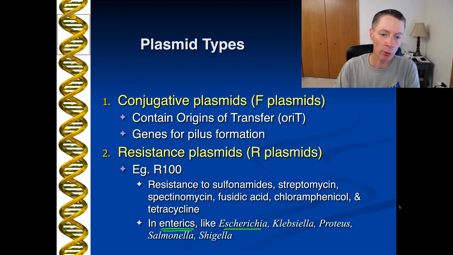Now, what does this R100 plasmid do that these organisms contain? It gives resistance to sulfa drugs. Okay, we're going to talk about these. Sulfonamides are a sulfa drug. Streptomycin, spectinomycin, fusidic acid, chloramphenicol, and tetracycline. Now, that's not just one antibiotic that these organisms would be resistant to, but several types of antibiotics, right?